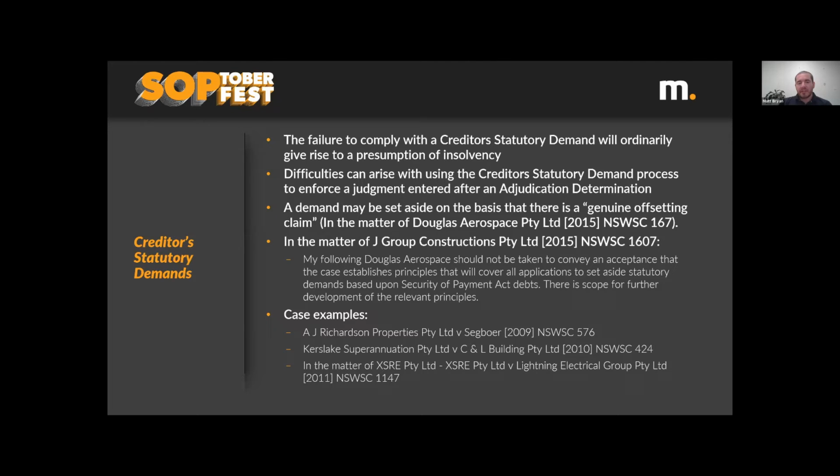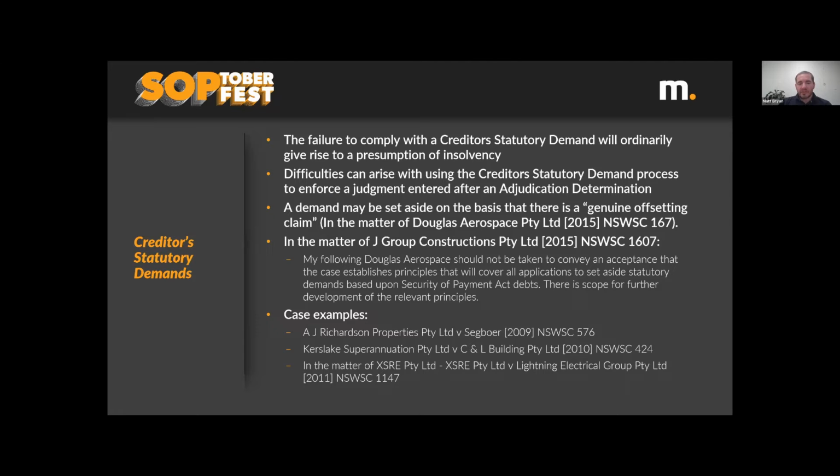But the courts have recognised that if there is a genuine offsetting claim, that can form a basis to allow a respondent to resist having to comply with a stat demand and ultimately avoid a scenario where they're faced with a winding up summons. So there's a problem, obviously, with a respondent trying to challenge the genuineness of the debt. That's slightly different. They're not permitted to revisit the adjudication determination. But if there is a genuine offsetting claim, that's a different story.